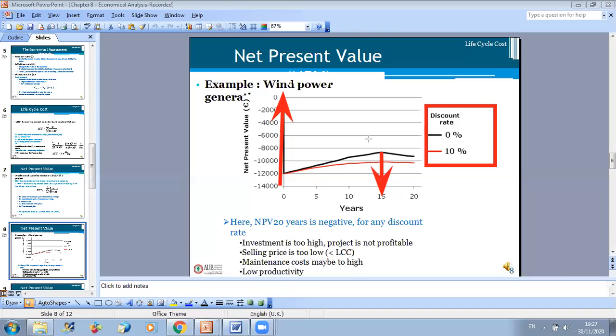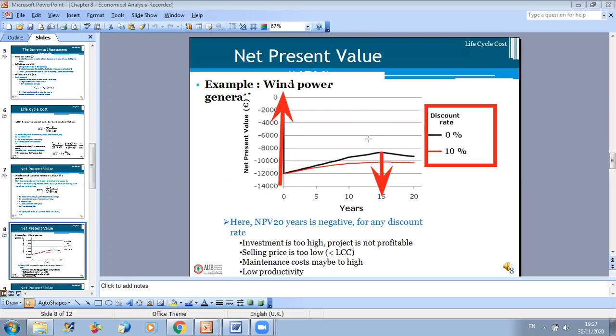Or what I can do is try to do a small analysis to see why my project is not profitable. I can have several reasons. First, the investment might be too high, so I can try to reduce my investment if possible. Second, I can study the selling price. So let's say I am designing a solar system, for example, to sell electricity. So I say I should sell at a higher cost in order to benefit. So one possibility is to increase the selling price. A second possibility also is to try to minimize maintenance costs, of course, if possible.